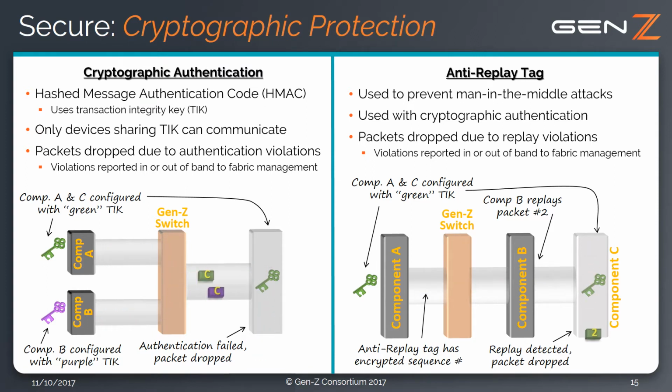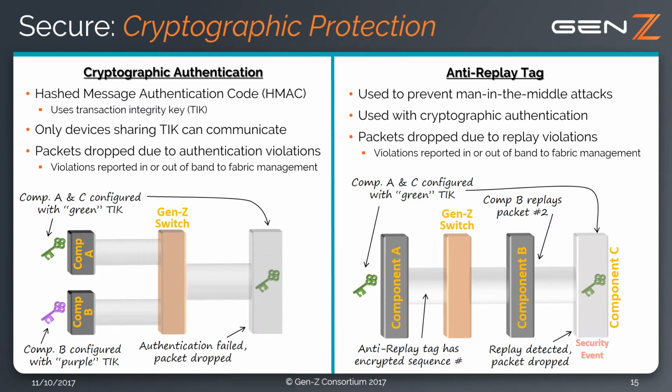When a Gen Z packet is generated and sent, each component uses the appropriate transaction integrity key and the Gen Z packet contents to calculate a secure hash-based message authentication code, or HMAC, that is inserted into an optional header in the packet. When the packet is received, the destination component calculates the HMAC from its transaction integrity key and the Gen Z packet contents.